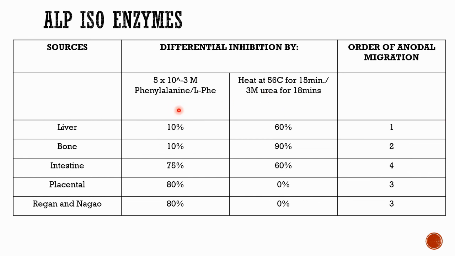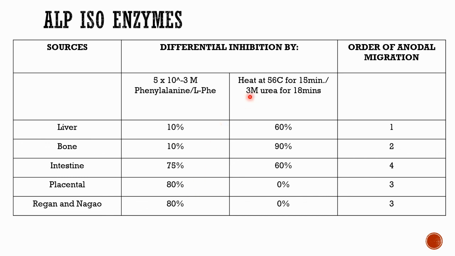Phenylalanine is under the chemical inhibition test. Under this chemical, 10% is inhibited for liver, 10% for bone, 75% inhibited in the intestine, and so on.